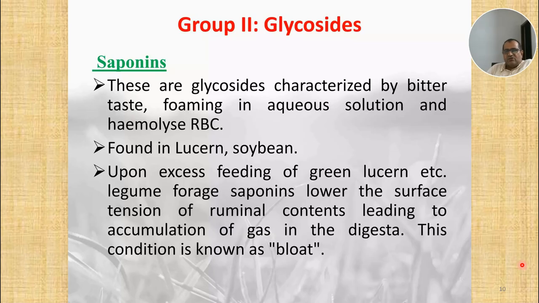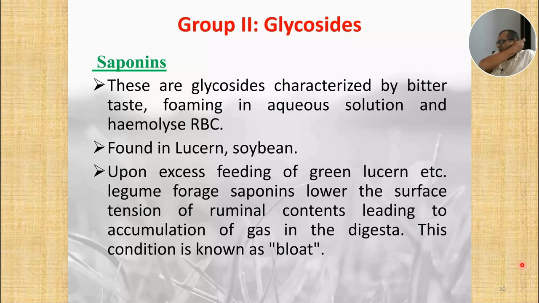Whereas group 2 is the glycosides. Among the glycosides, varieties of glycosides are present, including the cardiac glycosides, and one among them is the saponins. Saponins are also glycosides, and these are characterized by a bitter taste. As the name indicates, saponins means substances which have a soapy property: foaming in aqueous solution and hemolyzing RBC.